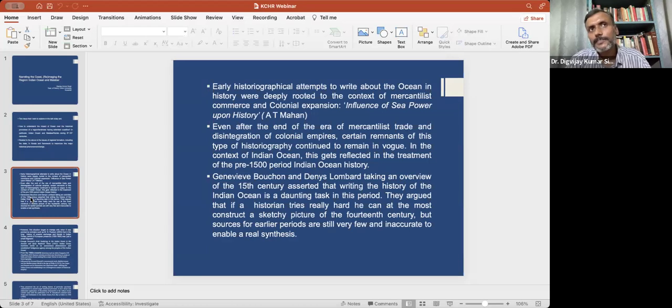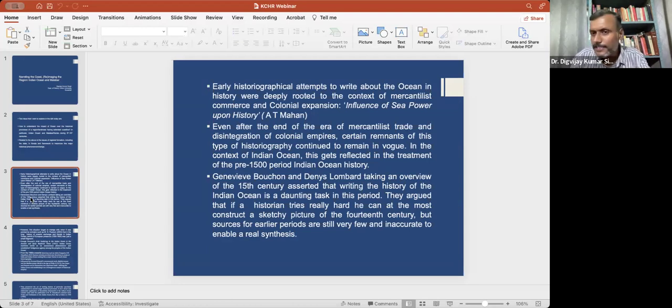And as M.N. Pearson writes in his Indian Ocean, published in 2003, one of the attitudes visible in the writings on the Indian Ocean in the 1970s and 80s for the period before 1500 is that they simply thought the Indian Ocean became the subject of, or an arena of, historical action only after the intervention of the European companies. So what came before that was of no significance for these historians. Hence, there was no real attempt to look for sources or to historicize this period.